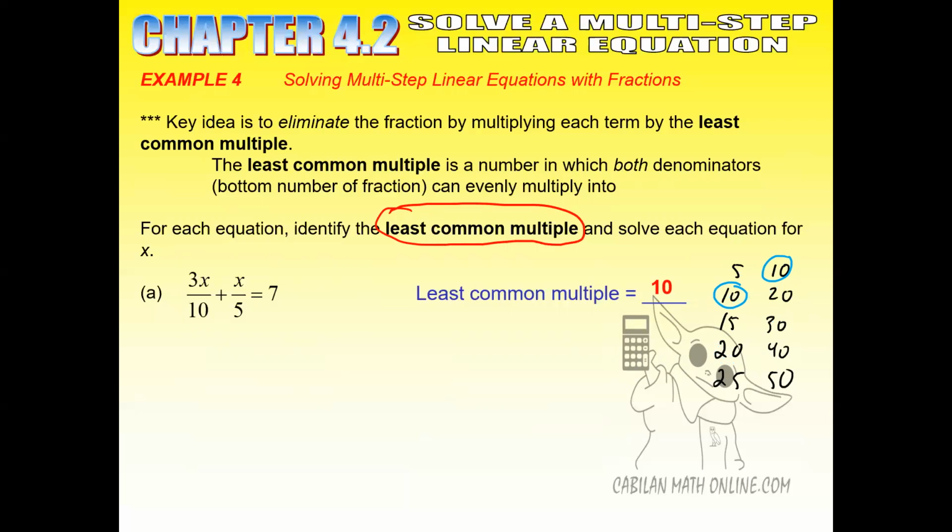Now, the next step is very important. You can see what we're going to do in the next step with that 10. What we want to do with that 10 is to multiply each term by 10, like this. So we're going to multiply the first fraction by 10, the second fraction by 10, and the 7 by 10. Now, for the first fraction, when we multiply that fraction by 10, those two 10s cancel out, and then what we have there is 3x. So that one is pretty straightforward.